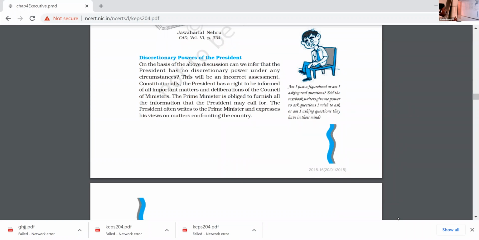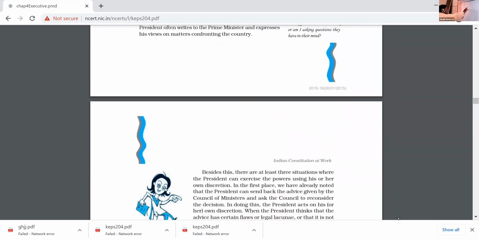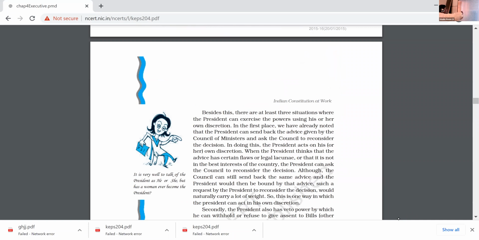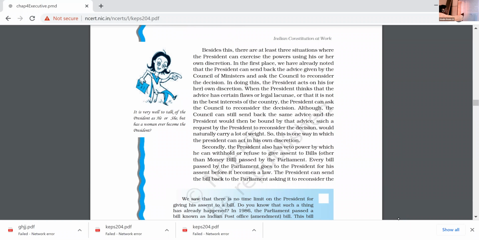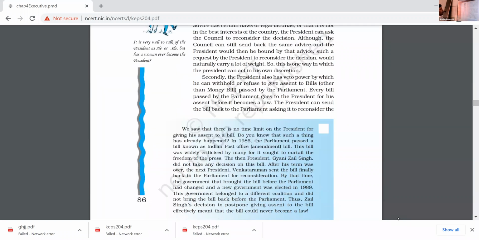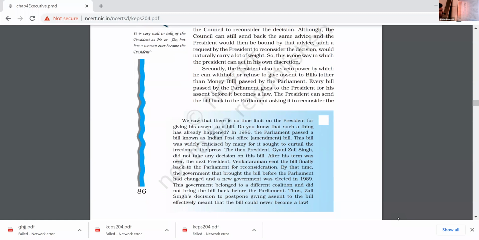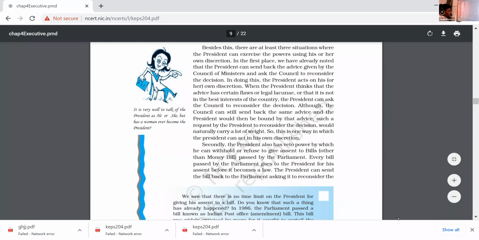If it is not so, what will happen here? Okay. The Prime Minister is obliged to furnish all the information that the President may call for. The President often writes to the Prime Minister and expresses his views on matters confronting the country. So, if a President asks the Prime Minister for details about the present issues of the country, the Prime Minister must provide that. The next one, he can write to the Prime Minister related to the problems that the government and the country are facing. The President can do that.